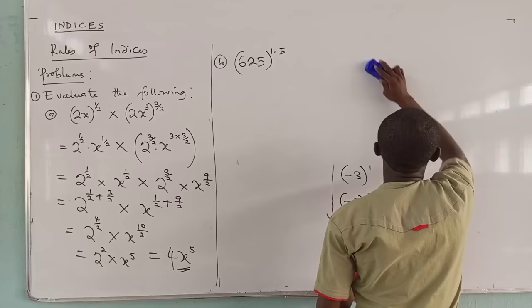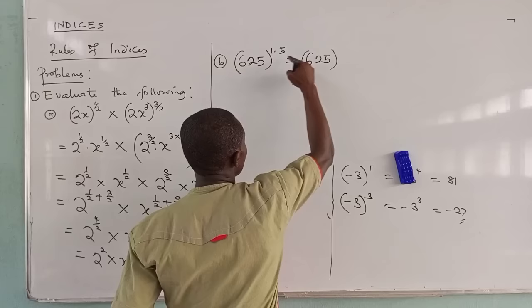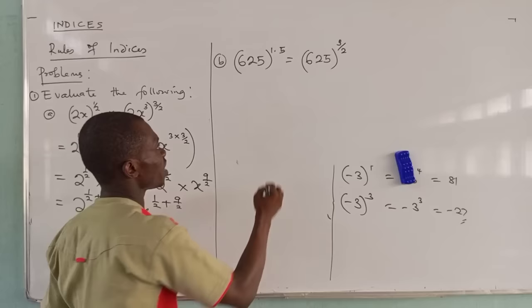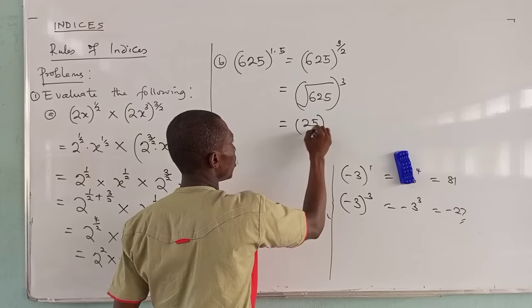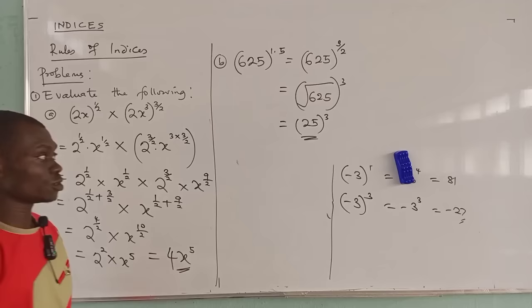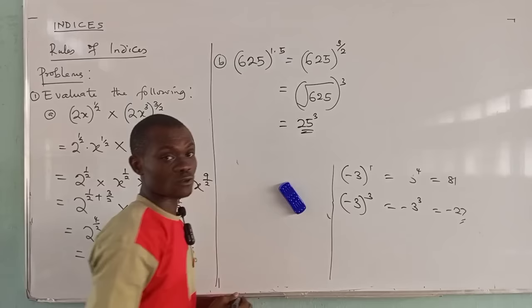So this is going to give me 625. My 1.5 is the same thing as 3 all over 2. And by fractional index, the denominator will turn to a root, and the numerator will become a power. So this will simply give me the square root of 625, which is 25, all raised to the power of 3. And that is your answer, which is just the same thing as 25 cubed. So when you take the cube of 25, you will get the answer to our problem. And so that is the second problem.